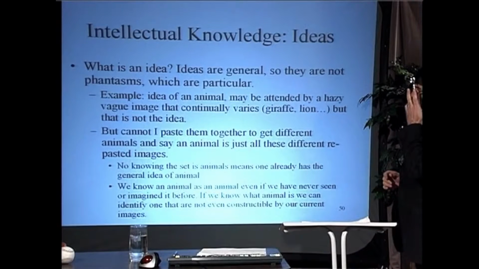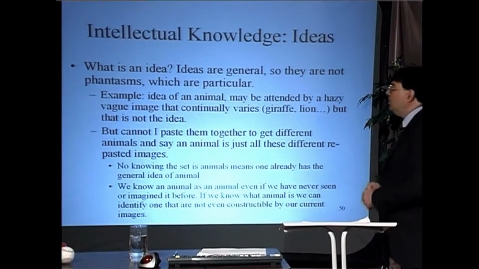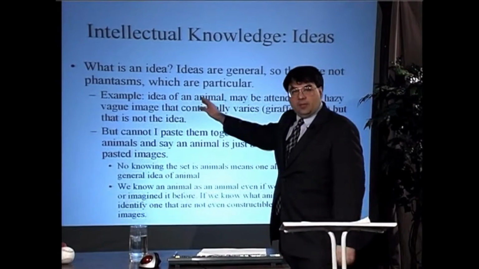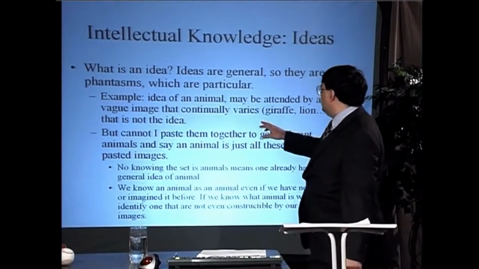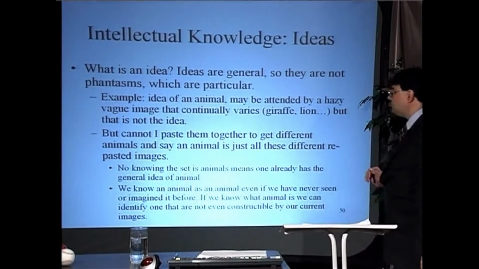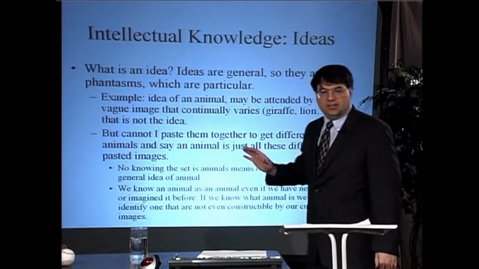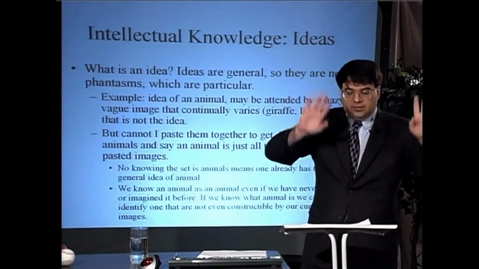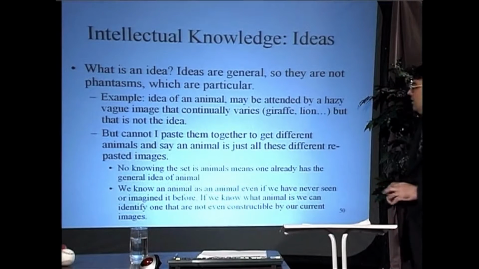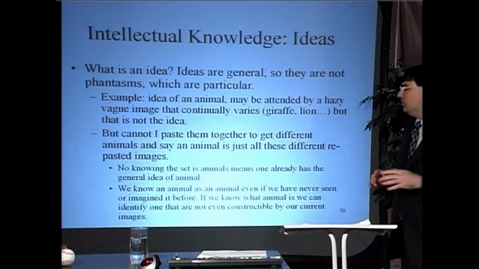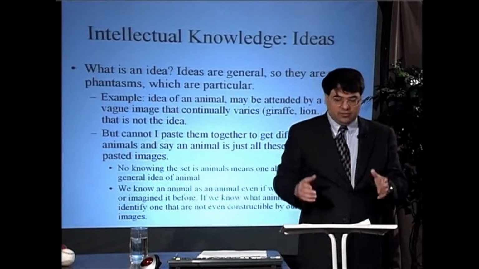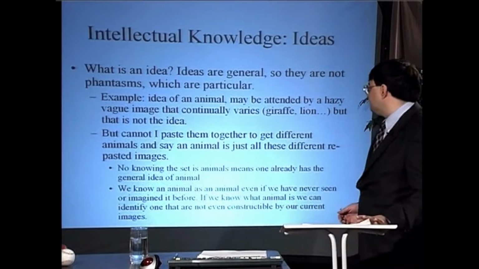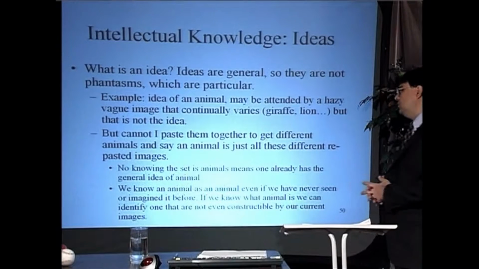So what then is an idea? Moving on to intellectual knowledge. Ideas are general, so they cannot be phantasms, which are particular. We've said that. An example of an idea is, say, an animal. The idea of an animal may be attended by giraffes and zebras and lions floating around in your mind, a whole zoo of animals. And you might just say, well, that's all an idea is, a collection of these images. Well, it's much more than a collection of images.